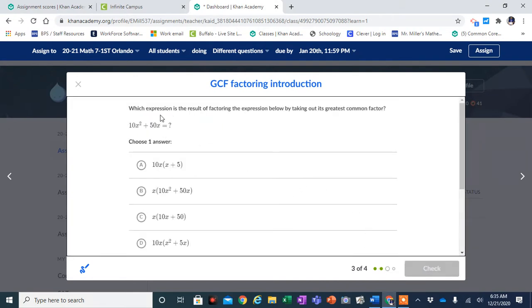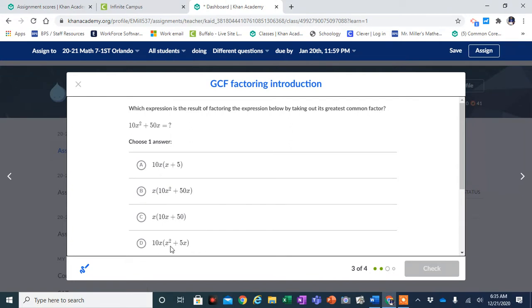So for this one, which expression is a result of factoring the expression below, taking out the greatest common terms? Right away we see that they both have an x squared, which is 2 x's, and an x. So we can definitely pull out an x, and all of them do. For a 10 and a 50, we know we can definitely pull out 10. So we're going to have 10x. So the answer has to be A or D.